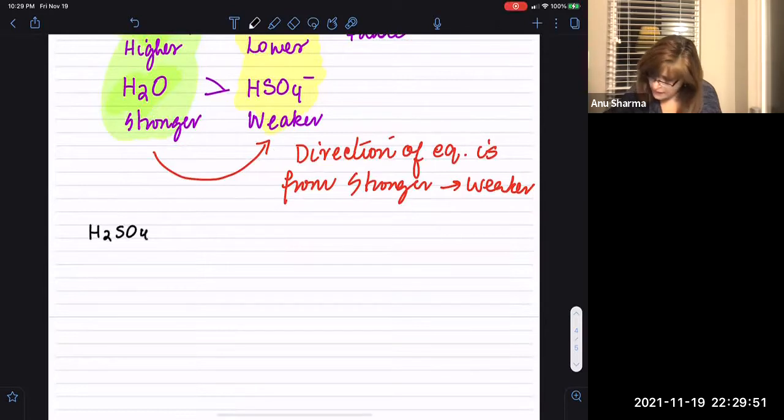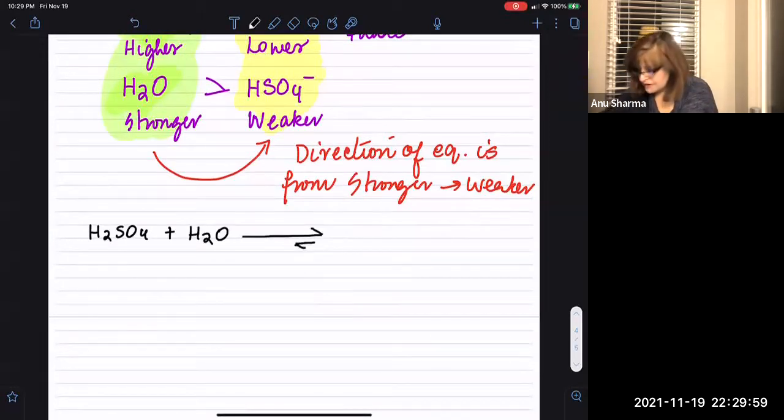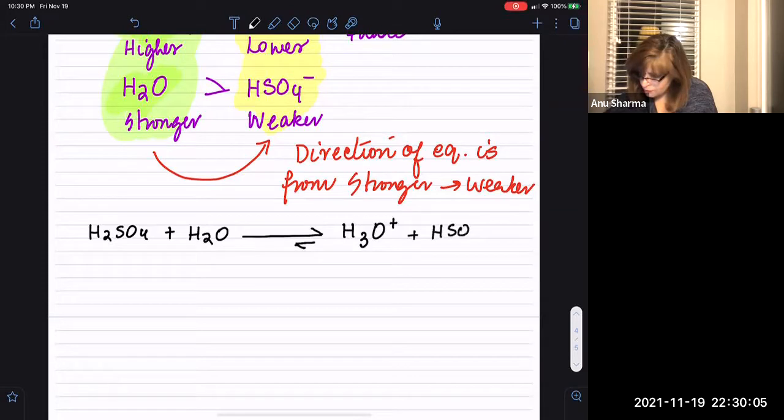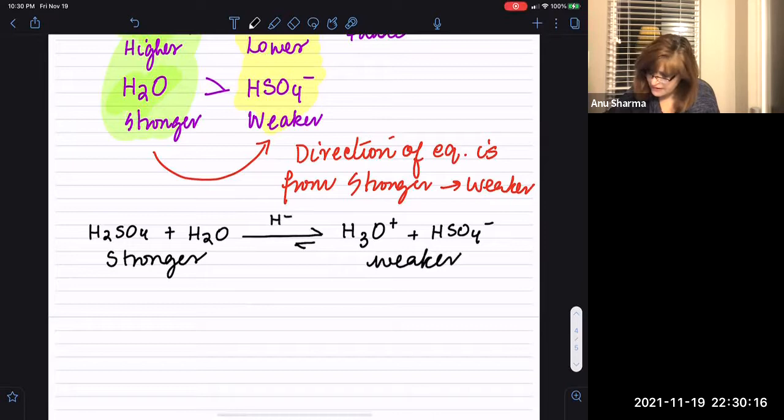H2SO4 plus H2O, it's still going to be at equilibrium, but more moving towards the weaker side, which is H3O+ and HSO4 1 negative. So this is stronger, both of them, and these guys are weaker, both of them. So this is basically giving away the proton transfer reaction.